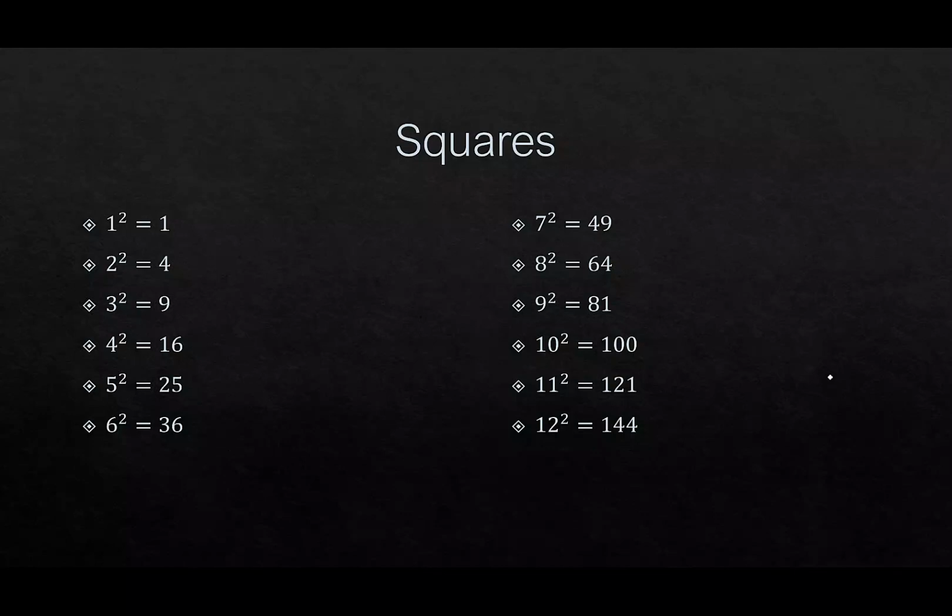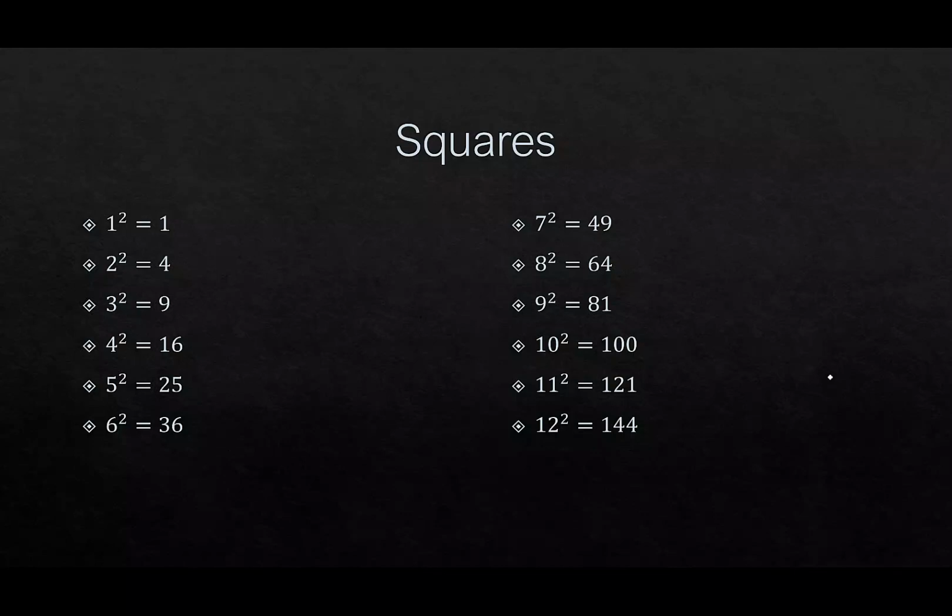So we know 1 squared is 1, 2 squared is 4, 3 squared is 9, 4 squared is 16, 5 squared is 25, 6 squared is 36, right? These are numbers we're used to. And I listed all the numbers through 12 squared. So 7 squared is 49, 8 squared is 64, 9 squared is 81, 10 squared is 100, 11 squared is 121, and then 12 squared is 144.